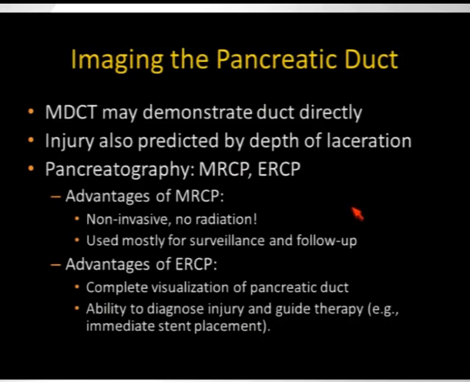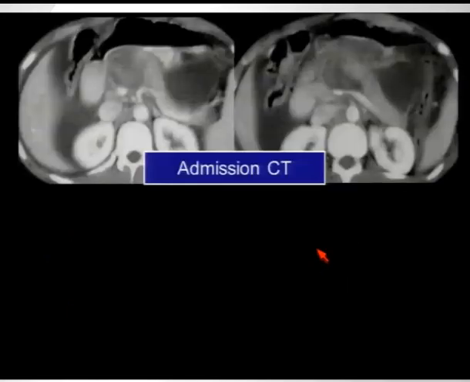Advantages of MRCP are, of course, that it is non-invasive, with no radiation, and we use it mostly for surveillance and follow-up of patients who have diagnosed pancreatic trauma seen on the initial or admission CT examination. With ERCP, not only can we definitively make the diagnosis, but also treat some of these pancreatic duct trauma patients.